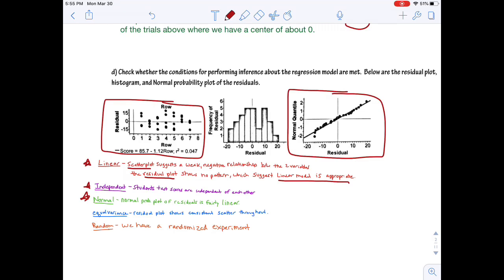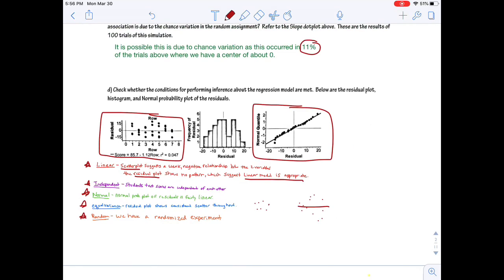Okay. We also check about equal variance. The residual plot shows consistent scatter throughout. What they mean there is our graph keeps bouncing up and down. It doesn't go really close and get far away at the ends or anything like that. And then we need to check that we have a randomized experiment, and that's just stated in there for us. So those are your 5 conditions.